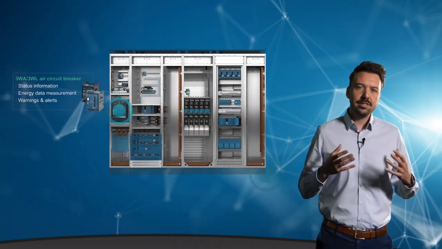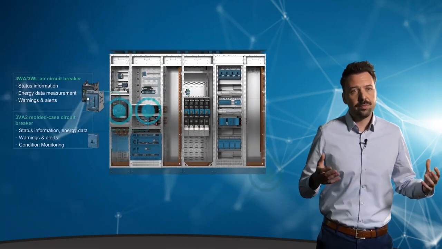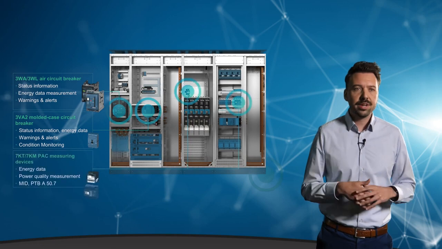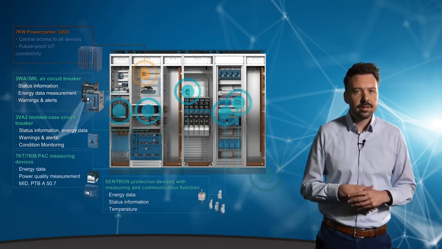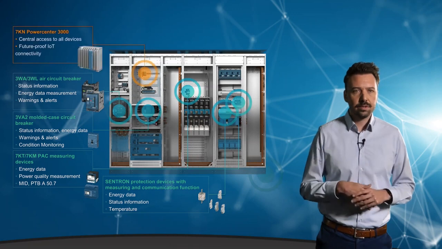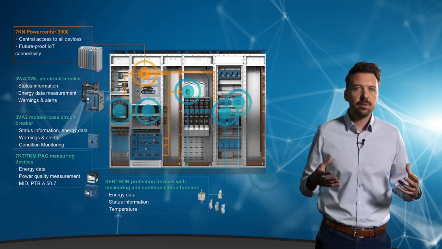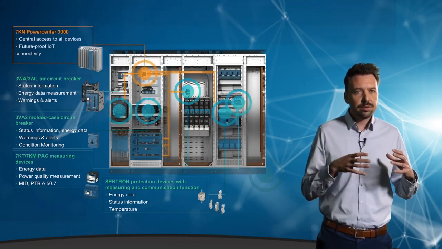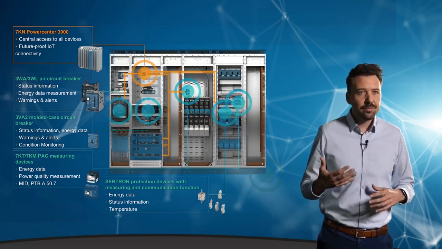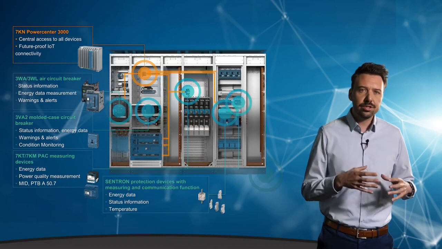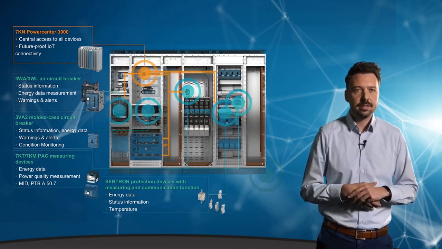For one, you can see here the 3WL, or now the brand new 3WA air circuit breaker, as an incoming circuit breaker which can provide different power, status or statistics data. Or the 3VA outgoing, which likewise delivers power values but also information about the health status and its remaining lifetime. In other words, concrete data for condition monitoring and predictive maintenance.